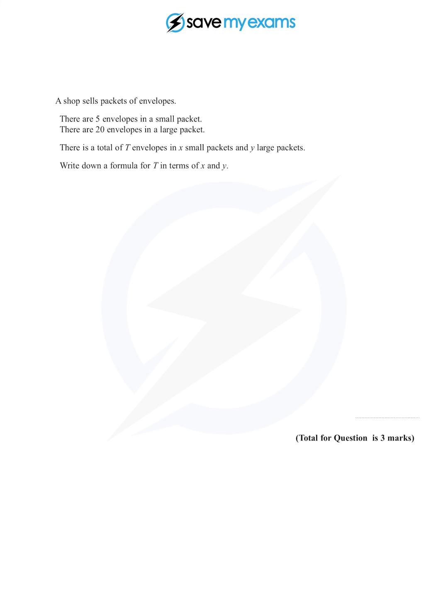So we have a shop selling packets of envelopes, and they sell them in small packets and large packets with 5 and 20 envelopes in them respectively. Then it says there is a total of T envelopes in X small packets and Y large packets. Write down a formula for T in terms of X and Y.